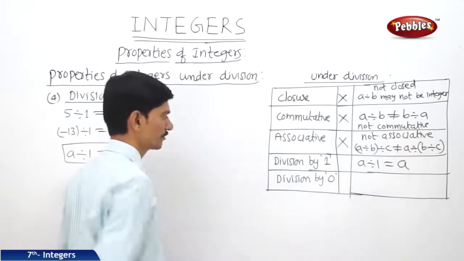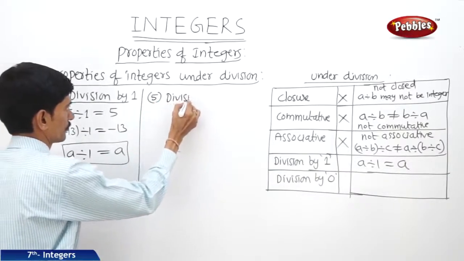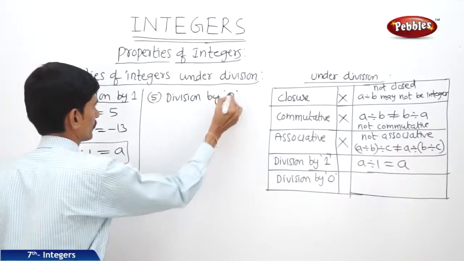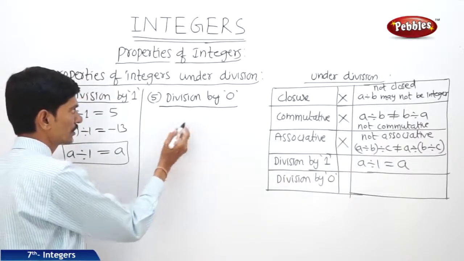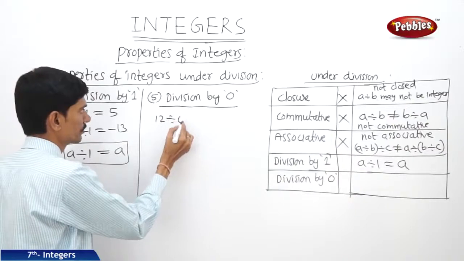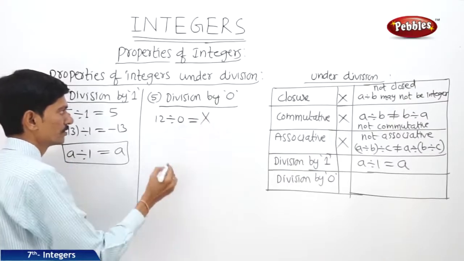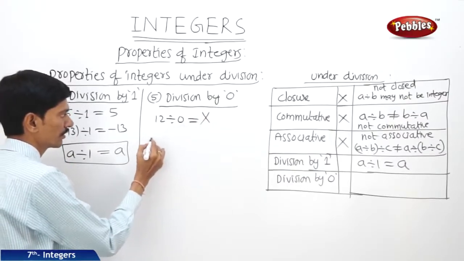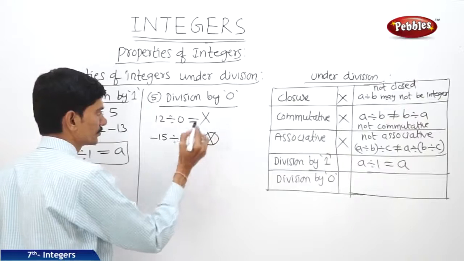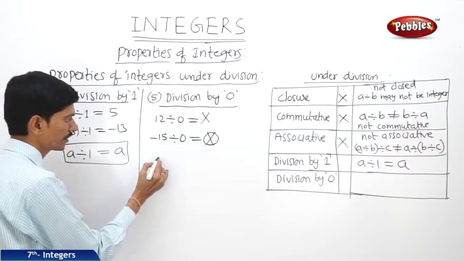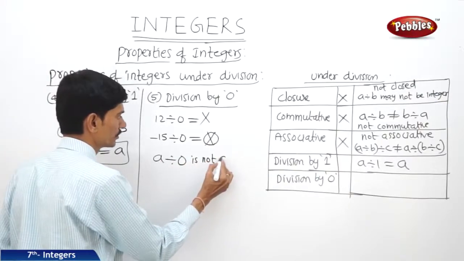Now let us see the last property, that is division by 0. When you divide any non-zero integer by 0, for example 12 divided by 0, division by 0 is meaningless. So division by 0 is not defined. When you divide any non-zero number like minus 15 divided by 0, this is also not defined. So for any non-zero integer a, a divided by 0 is not defined.